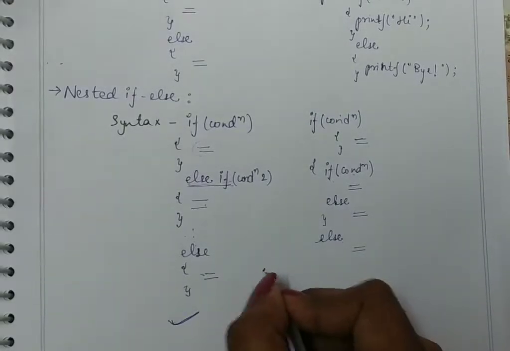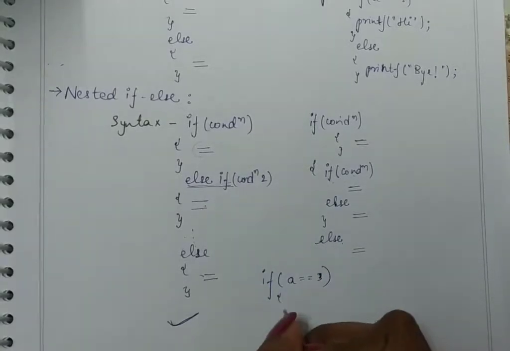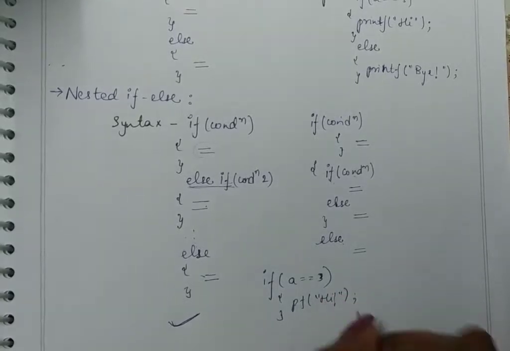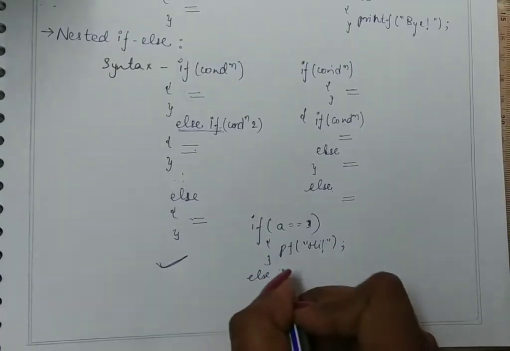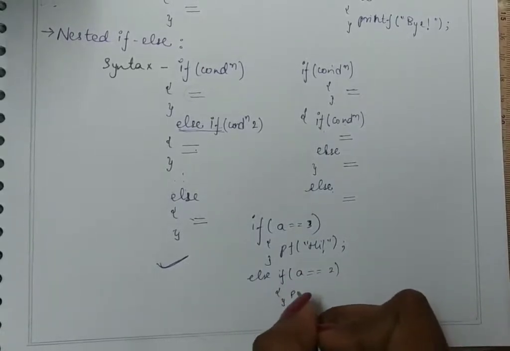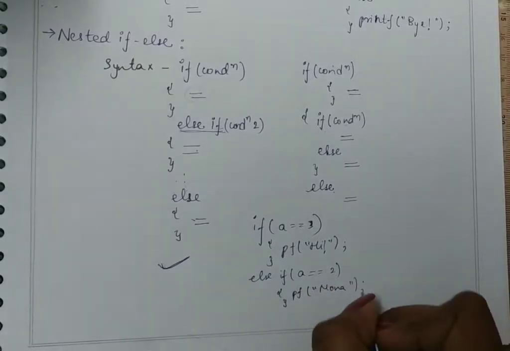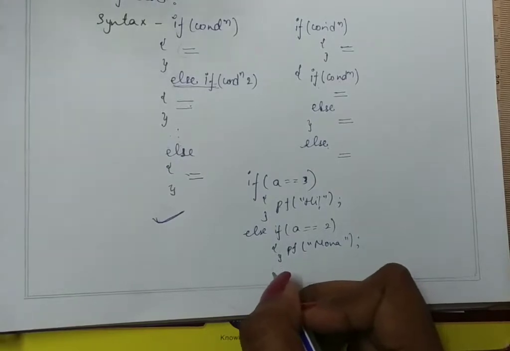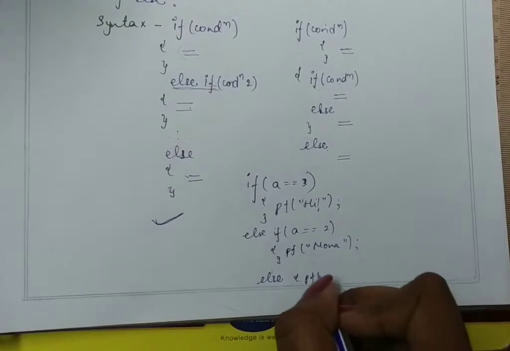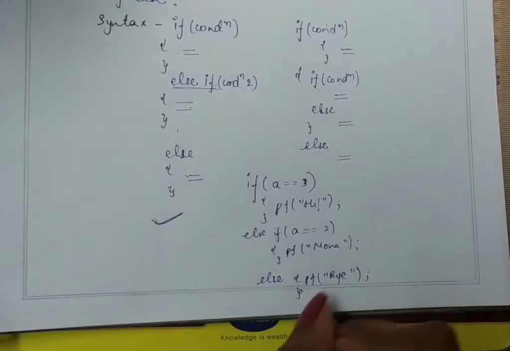So for example, if a is equal to 3, say some printf hi. Else if a is equal to 2, I want to print something else, say my name. And then you can have a number of else if conditions, and finally there must be an else condition in which I want to print, say, bye. So this is how you do it.